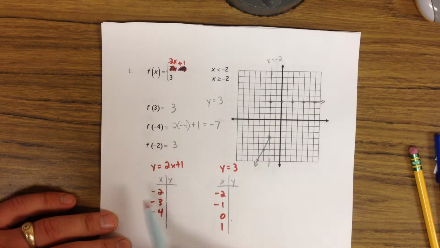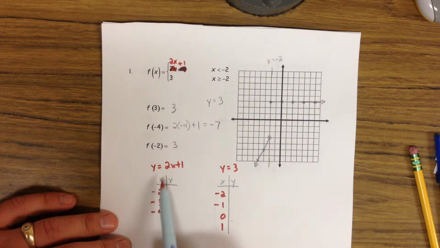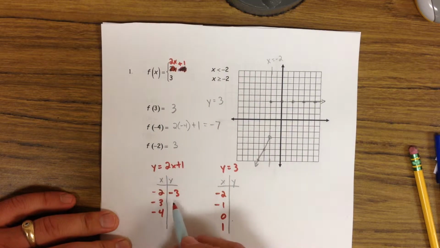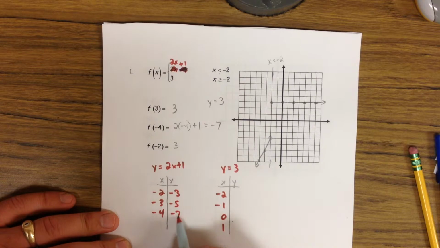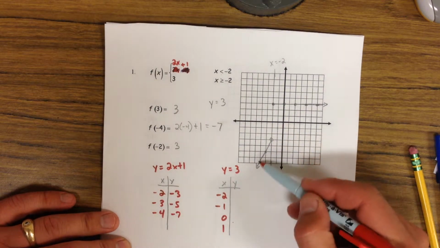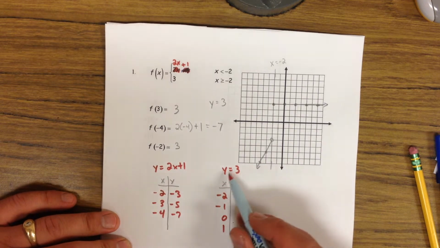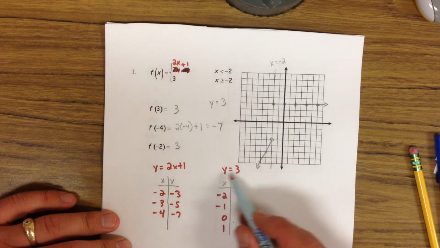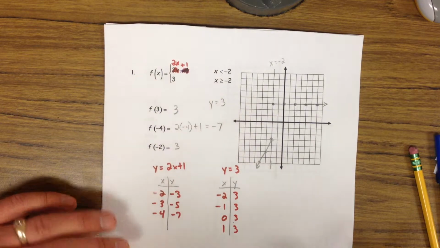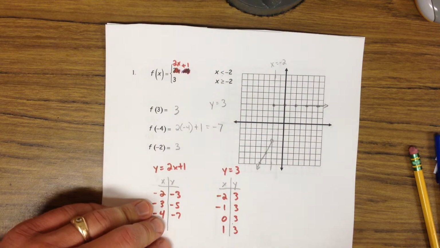So to get points, I would actually plug these in. -2 times 2 is -4 plus 1 is -3. You get -6 plus 1, so that's -5, and that keeps going down 2, as you can see in the graph. Now this one, there's really nothing to plug into. You just have y equals 3. So these are going to always equal 3. Okay, that's a special function there.